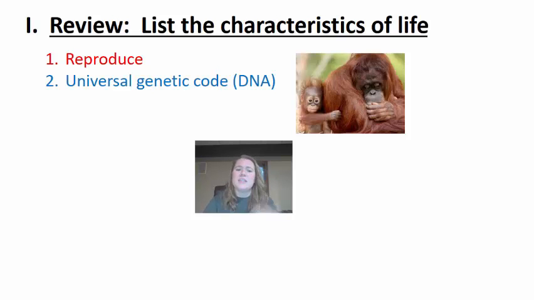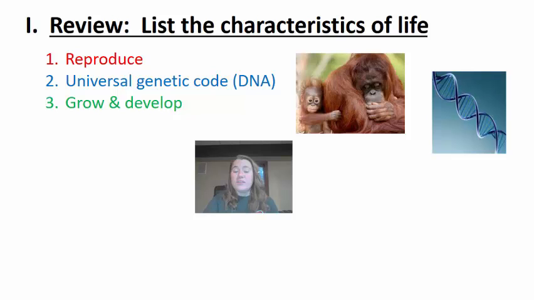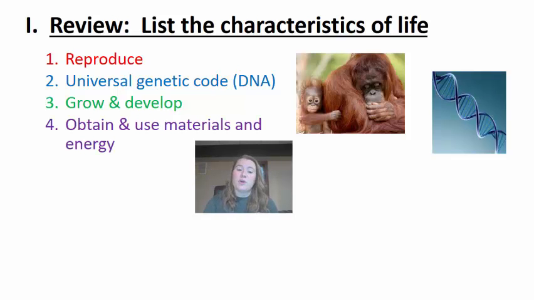The second piece is having the universal genetic code, or the DNA. In our last unit, we talked about nucleic acids, which are the foundation for DNA. Living things also have the ability to grow and develop, so they either get bigger or they change throughout their life cycle. Living things also are able to obtain and use materials and energy, so either they're able to obtain sunlight and convert that into their own food and energy, or they consume other things in order to obtain their energy.